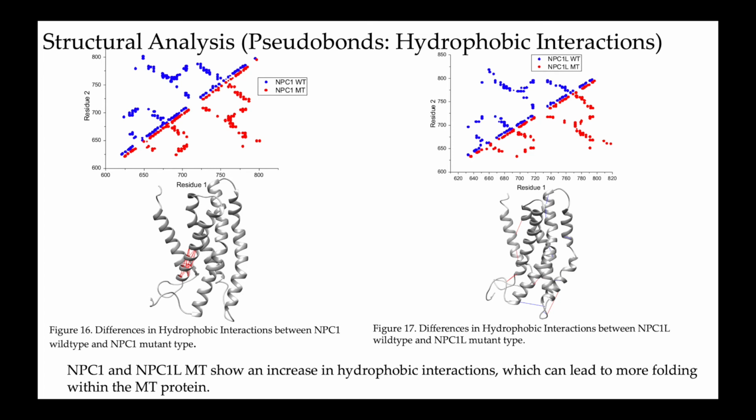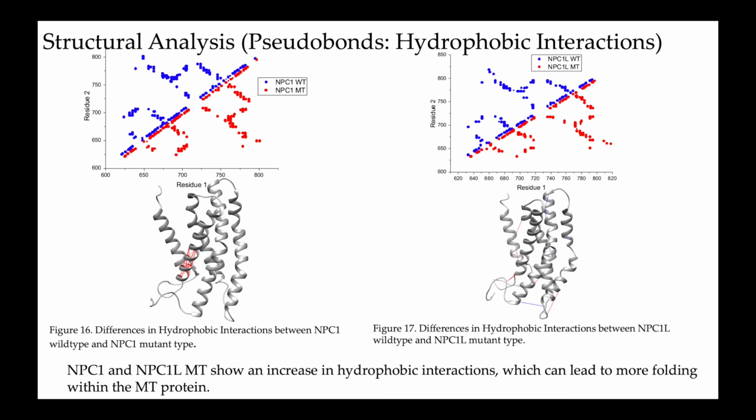And then comparing the NPC1-like mutant type and wild types in Figure 17, we see a change in a total of 153 hydrophobic interactions, with a decrease in 7 and 146 increases. And overall, the increase in hydrophobic interactions leads to more folding within the mutant type protein, because that is what hydrophobic interactions influence within these proteins.